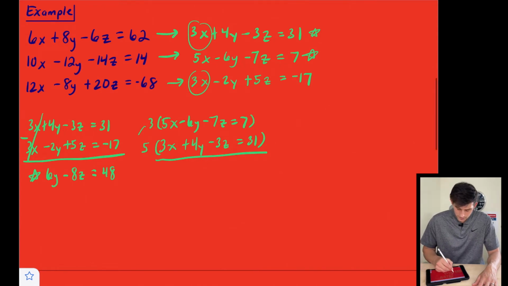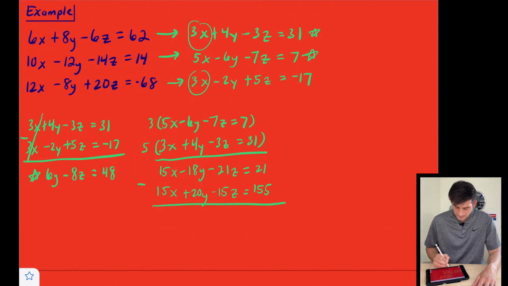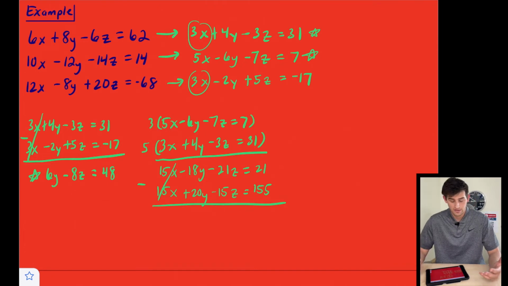So this top equation is going to come right here, and we're going to have 15x minus 18y minus 21z equals 21. And the bottom equation we're going to bring right here, and we'll have 15x plus 20y minus 15z equals 155. Okay, so now we'll take these arrows away and let's draw our line under here, and we're going to subtract now. So x is going to eliminate, that's great, that's what we wanted.